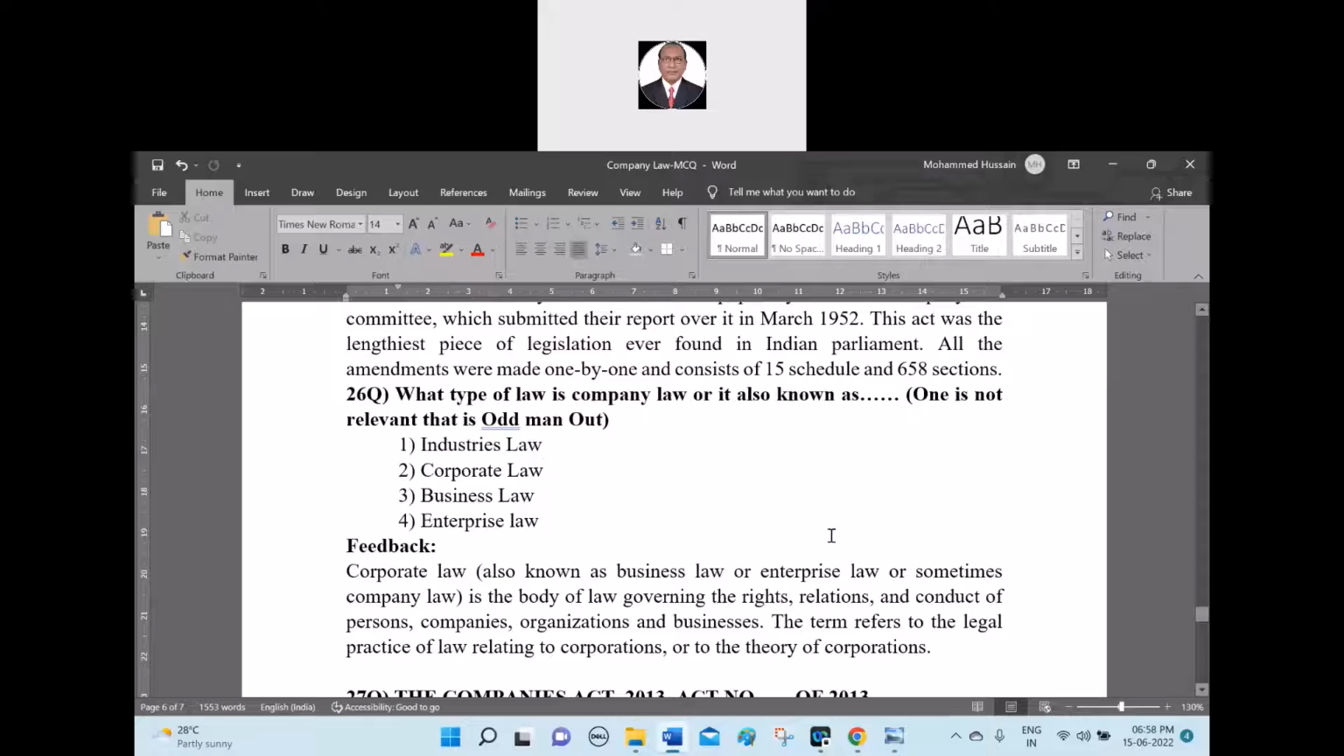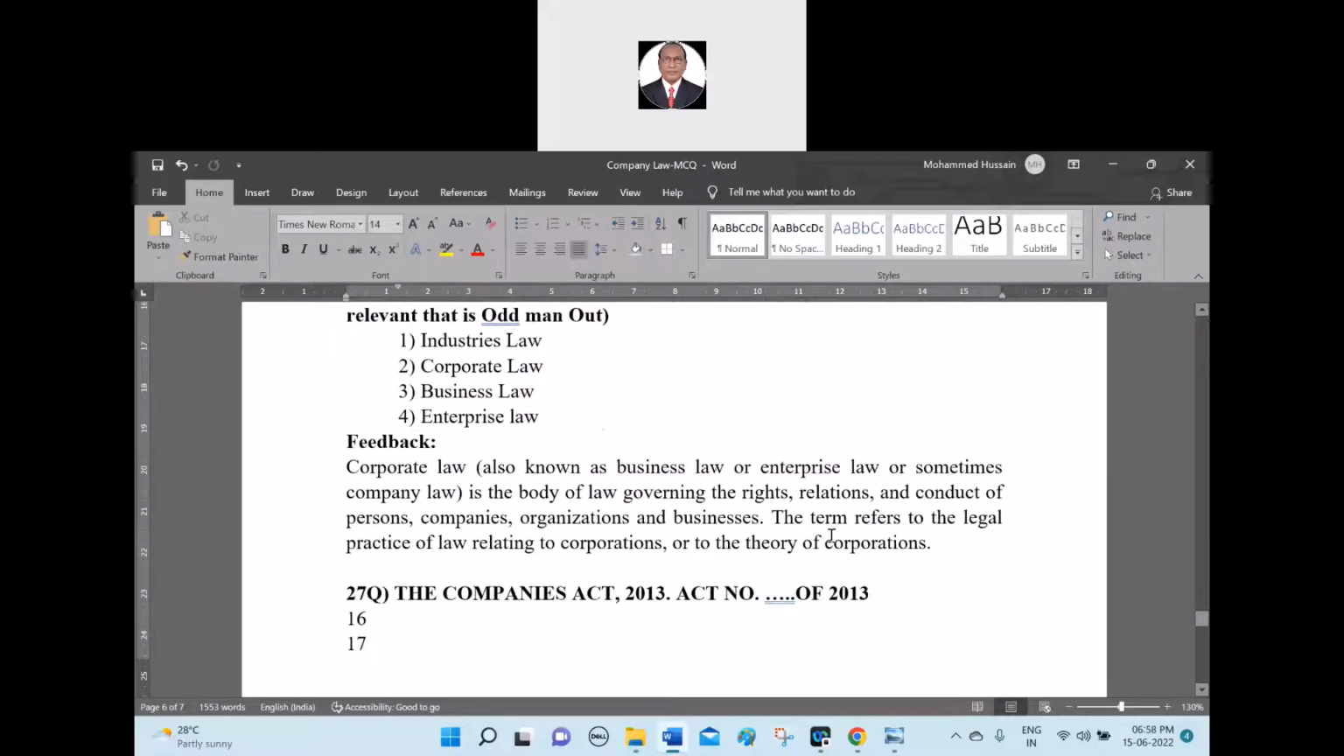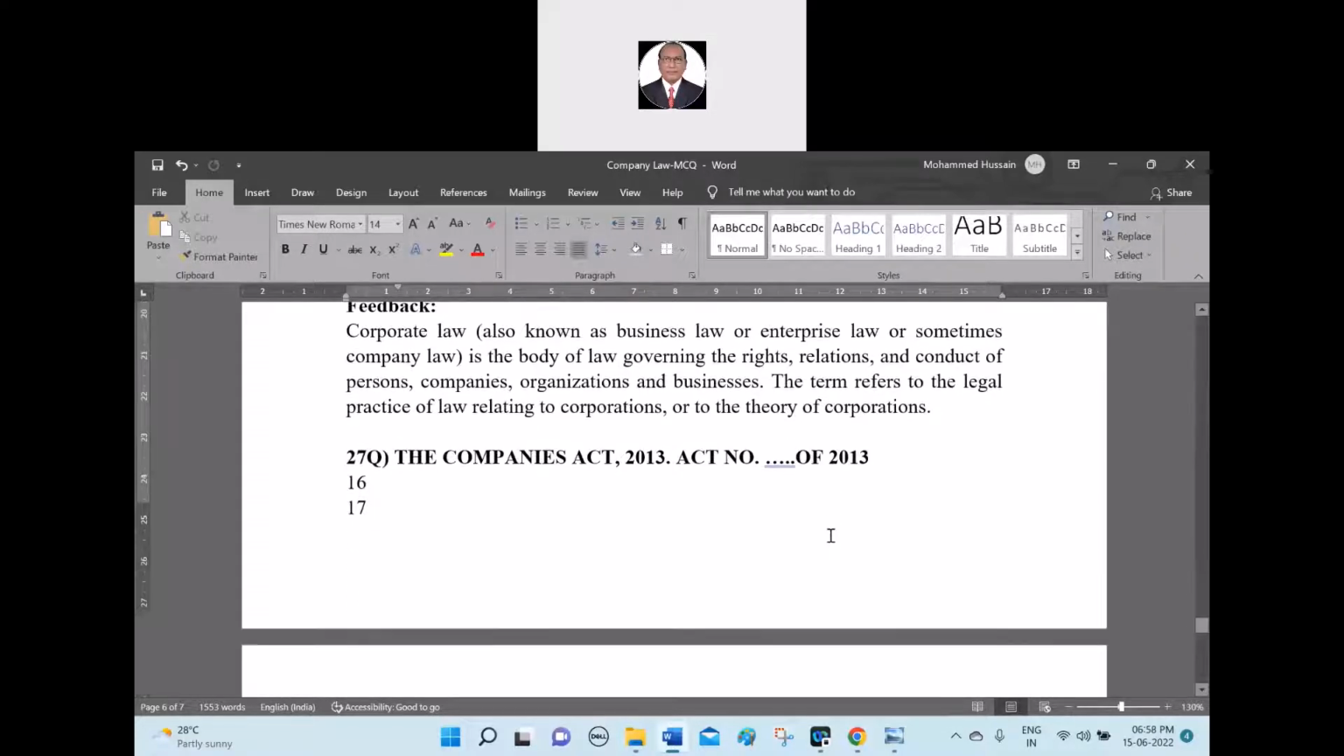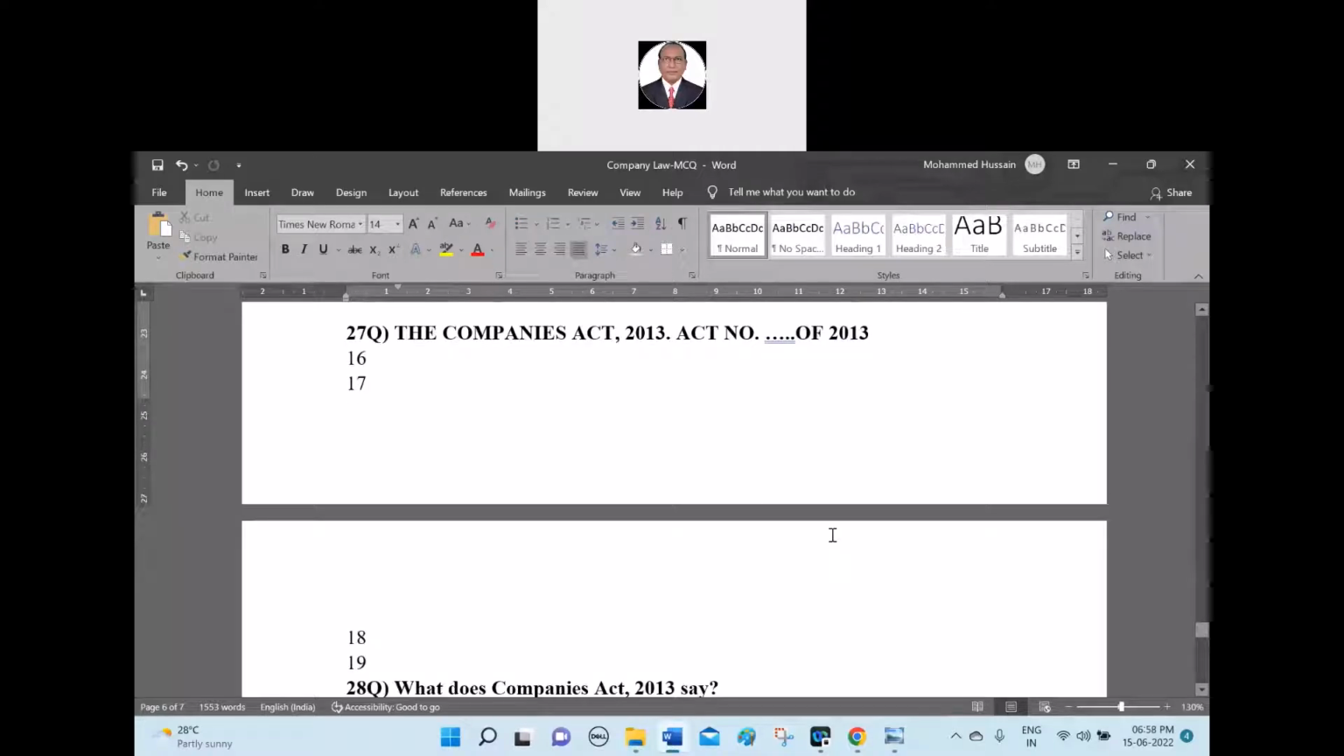The supplementary question may be asked in this way also. Question number 27: the Companies Act 2013, Act number 18. I already told you that at the time. They may ask you in this way also. Now you are trained. Whenever you see an Act, please read the Act number also, because there is a probability that it may be asked at the time. Even one mark makes a difference. Am I right?